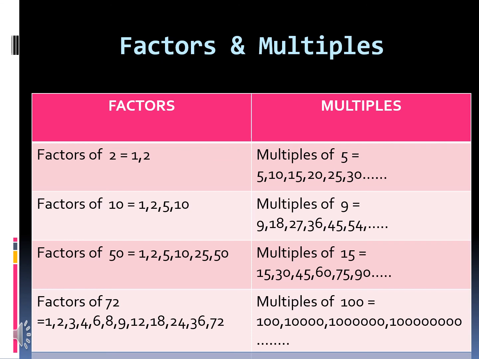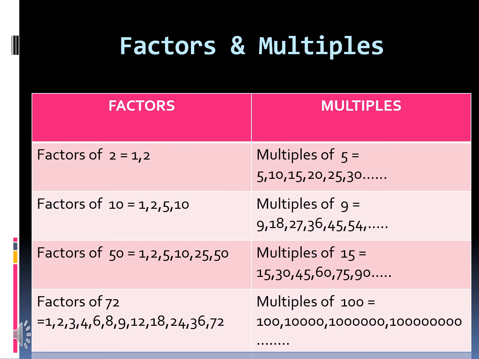Multiples of 5 are 5, 10, 15. Now just see the first multiple. First multiple of 5 is 5. First multiple of 9 is 9. First multiple of 15 is 15. And first multiple of 100 is 100. So the smallest multiple of a number is the number itself. Just see the other multiples, they are increasing. So all the other multiples of a number are greater than the number.